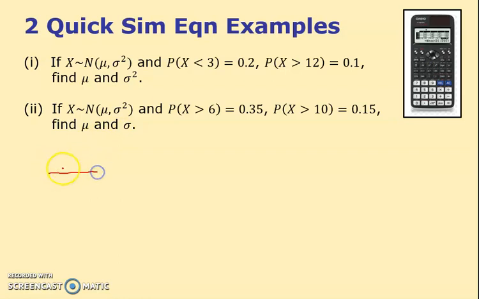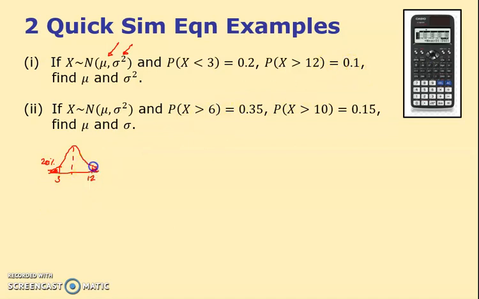The first question, I'll already draw in a picture. You can tell the difference already. I don't know either. Mu is gone, sigma squared is gone, I don't know anything. But what I do know is x less than 3, a relatively small number, has probability 0.2. So I'm going to write 3 there. Obviously my mu is down the middle. But this says 0.2, so I'm going to say 20%. And bigger than 12, so 12's over here somewhere, is 10%.